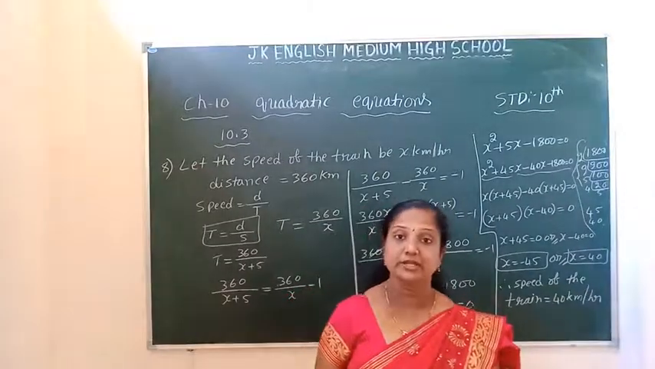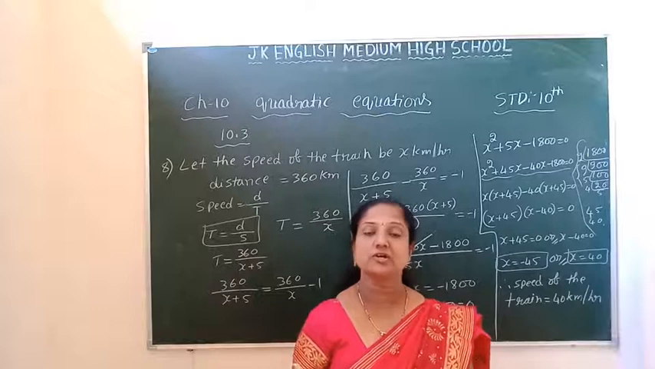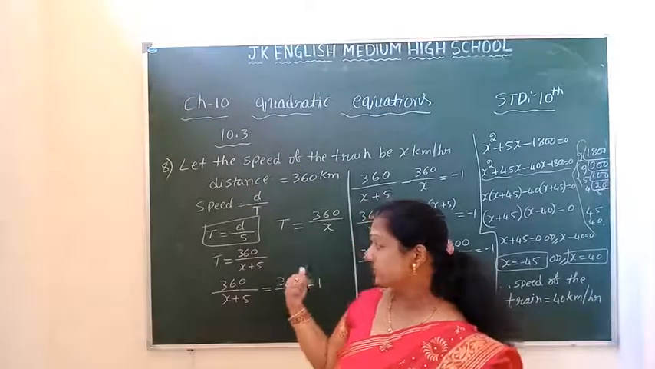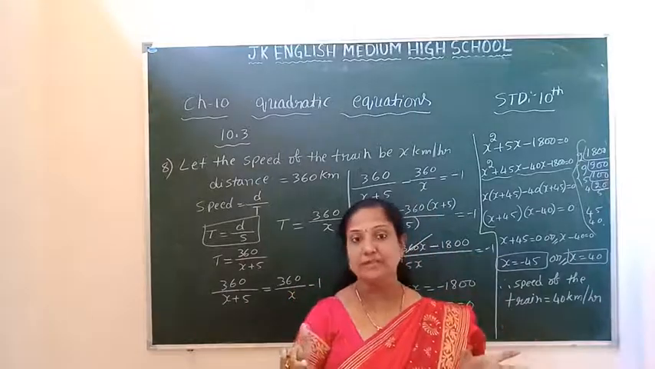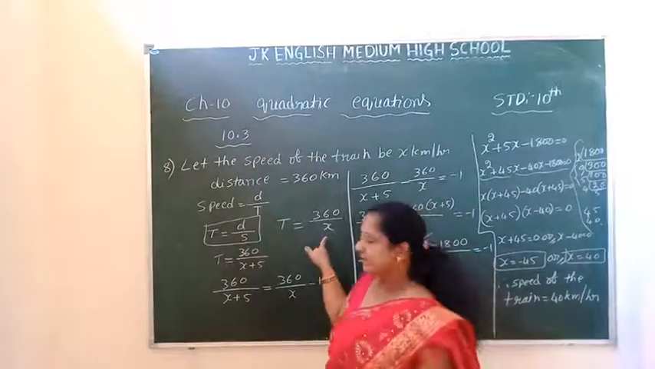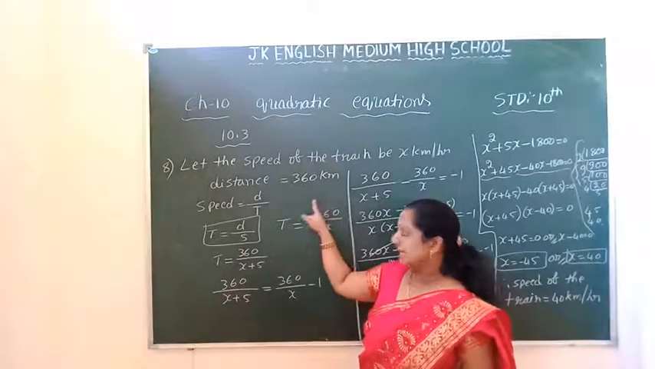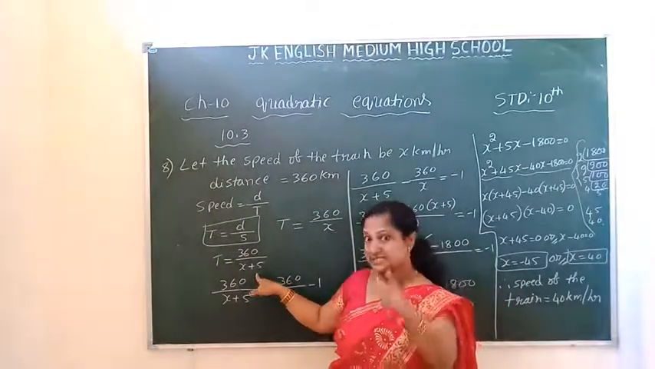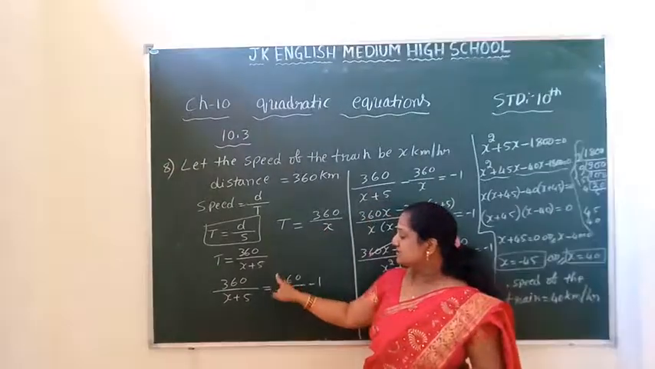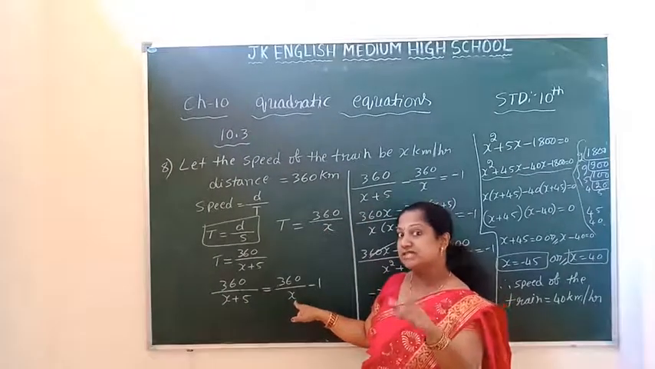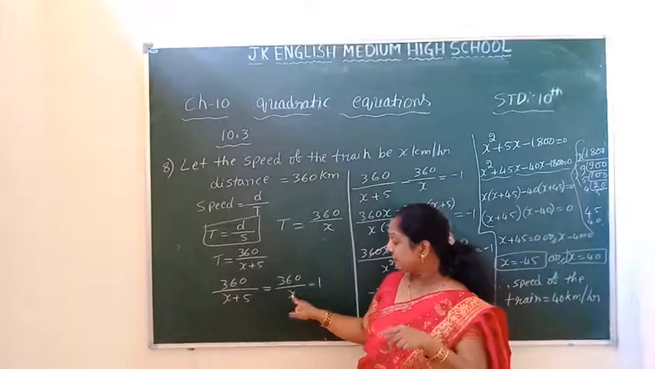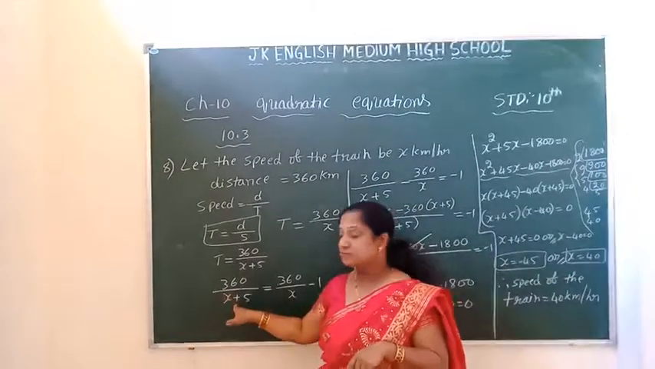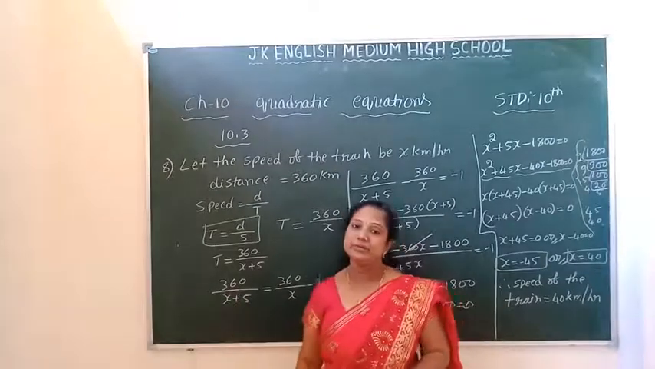Children, the statement they gave, and in physics you have learned that speed is equal to the distance traveled divided by time taken. By using that formula, we convert it into a form of time. And see, when the speed is x kilometer per hour, this is the time taken by the train. When the speed is increased, it takes less time compared to this. Compared to that time, it takes 1 hour less when the speed is increased by 5 km per hour.